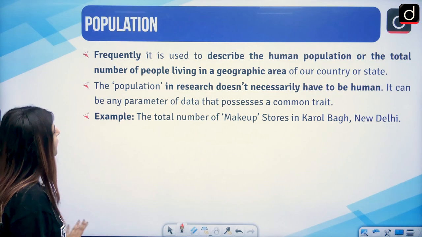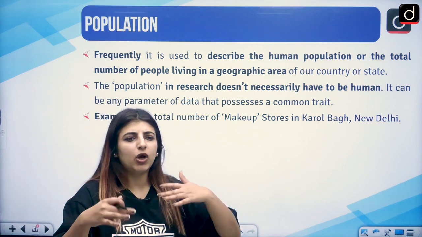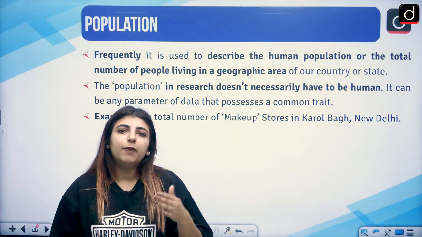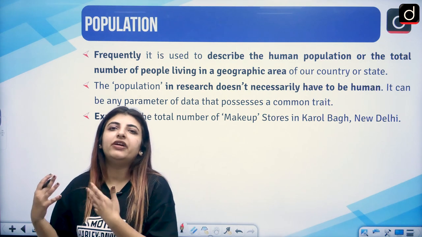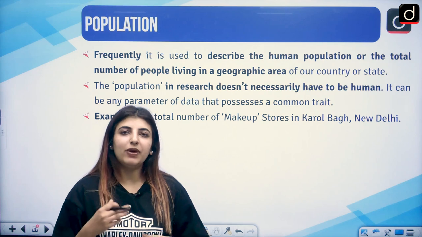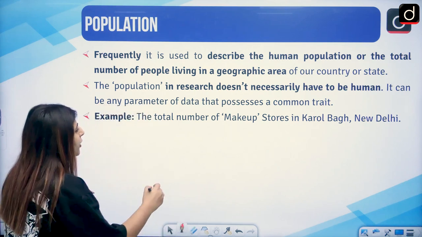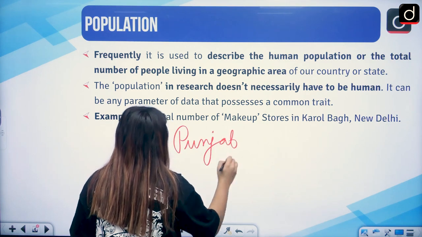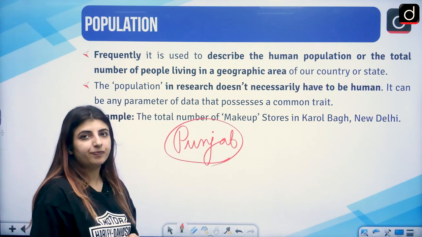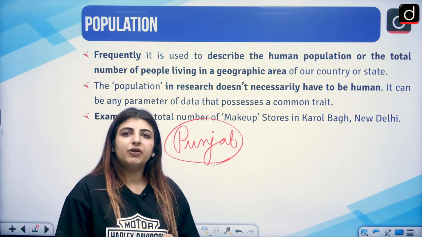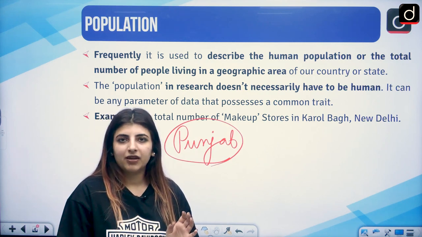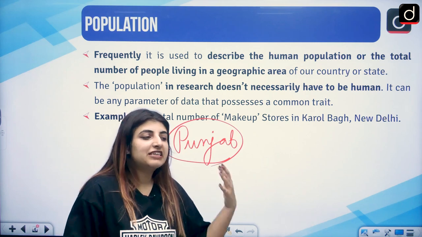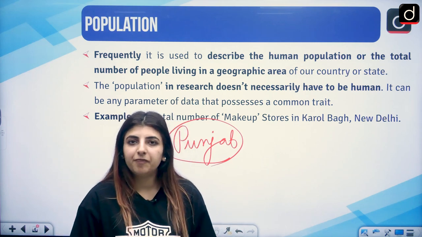So first things first, before jumping on to what those techniques are, we need to know what a population is and what we really mean by a sample. Now, whenever we want to conduct research, if I say I want you all to conduct research on the entire state of Punjab, you won't be able to do that. Because of what reason? Because people have different traits there as well.